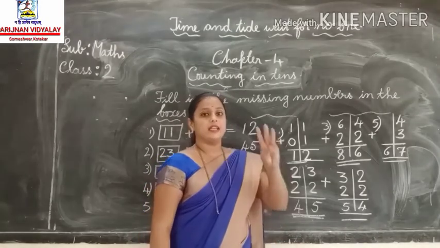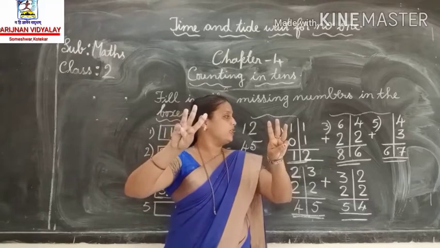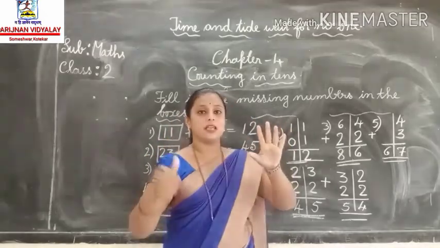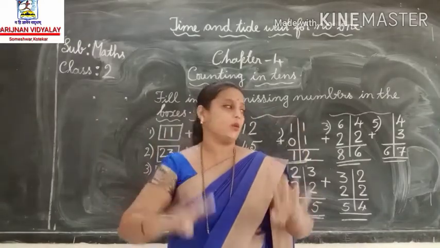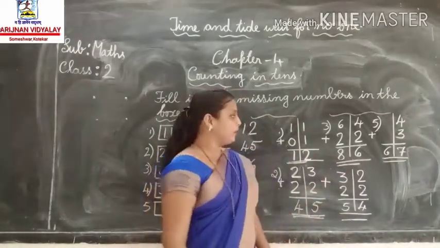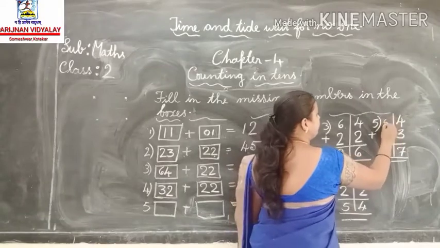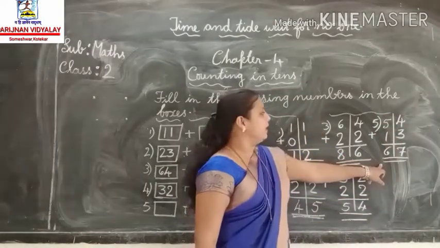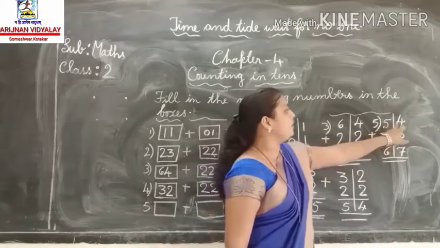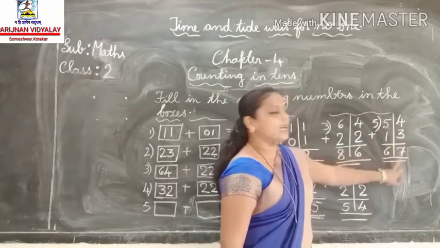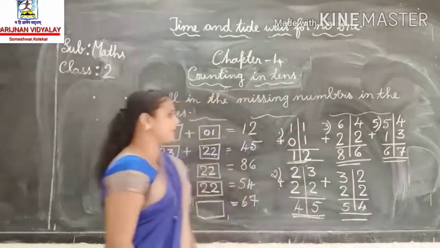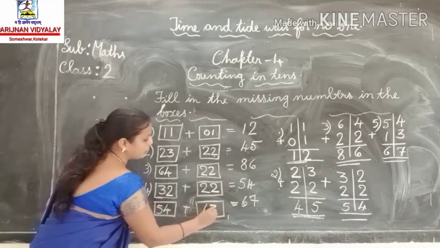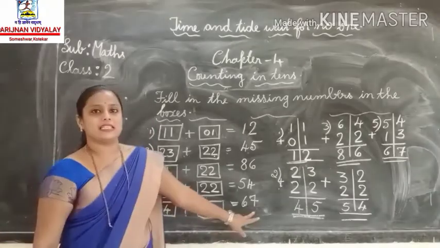Yes, you can take 3 plus 3 is equal to 6. 5 plus 1 is equal to 6. 4 plus 2 is equal to 6. So here I am going to take 5 plus 1. Here we got the number 54 plus 13 is equal to 67.